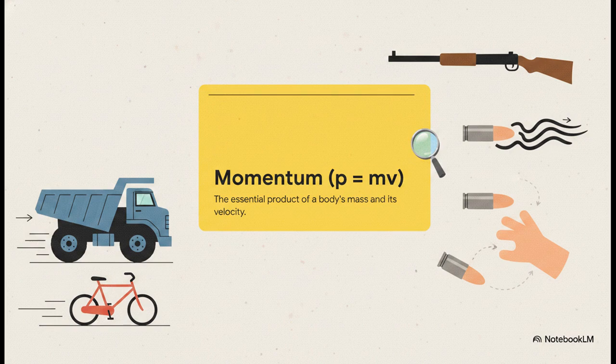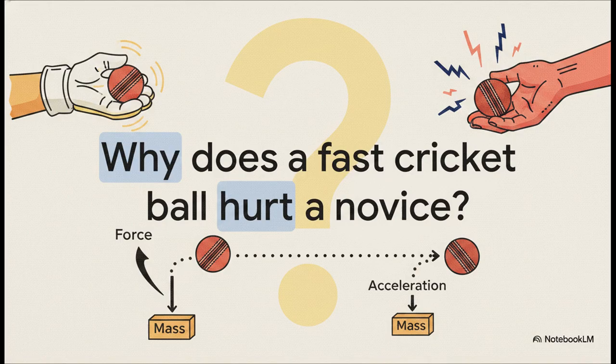Imagine a fully loaded truck and a small bicycle cruising down the street at the exact same speed. Which one is harder to stop? The truck, obviously, because it has way more mass. Now imagine two identical bullets, but one is just tossed by hand and the other is fired from a rifle. The much faster one does the damage. Momentum captures both of these realities perfectly. Mass times velocity.